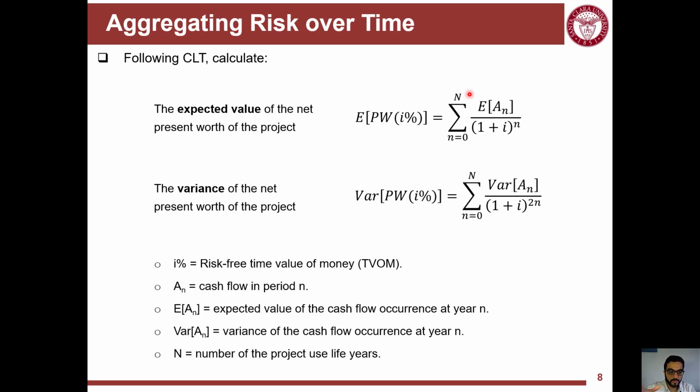So to summarize, you started with the individual years' optimistic, pessimistic, and most likely estimates. Crunch these into two values, the expected and the variance of each cash flow occurrence in every year. Add up the expected values and variances of all these cash flows to end up with the expected value and variance of the present worth of the whole project.